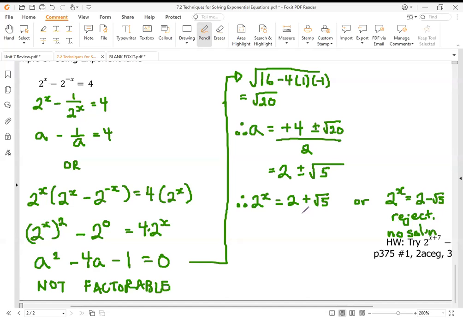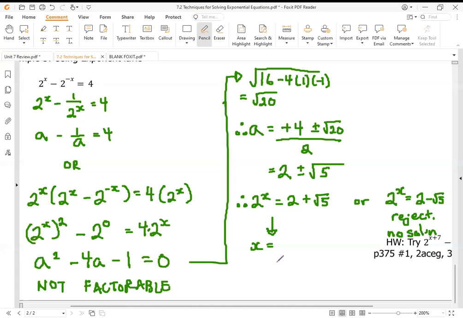Okay, so here you would take this and just solve for x based on whatever skills you have with logarithms. This part might have been a little bit unusual, but if that was factorable, you would do the same thing, right? A is equal to something, A is equal to something, that means 2x is equal to something, 2x is equal to something. One is rejected because there's no solution, because 2 minus root 5 is a negative. And this one you can solve with logarithms.